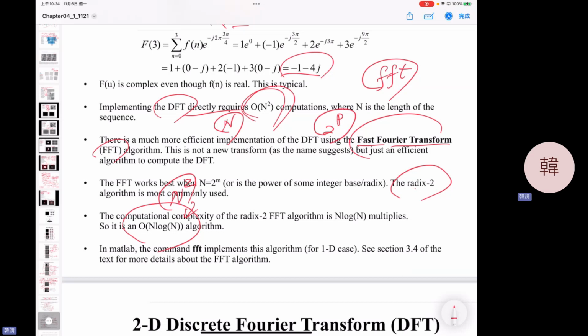Think about if you are going to do convolution in your space domain, it's also N squared. You reverse and then multiply one by one, so the cost will be N squared as well.